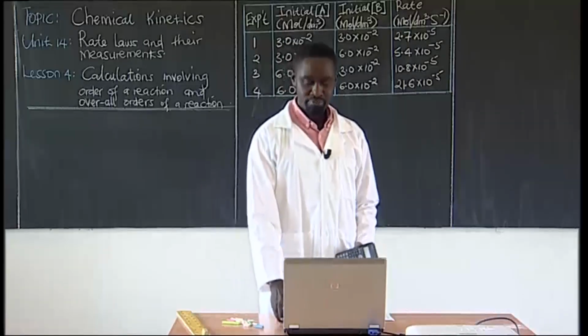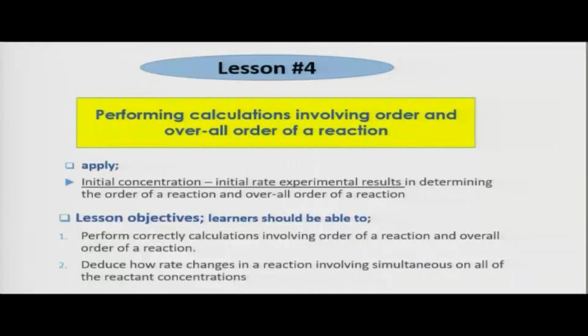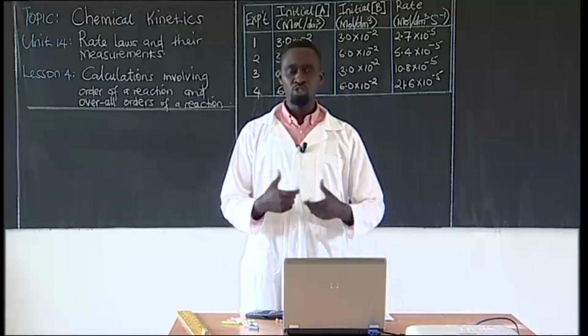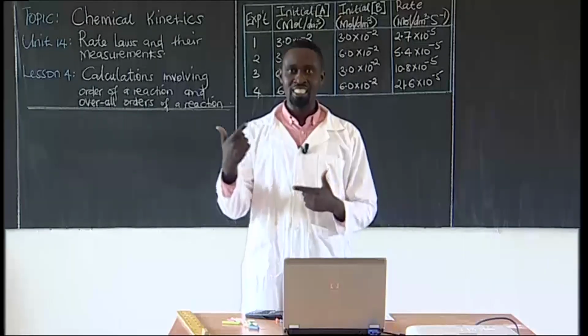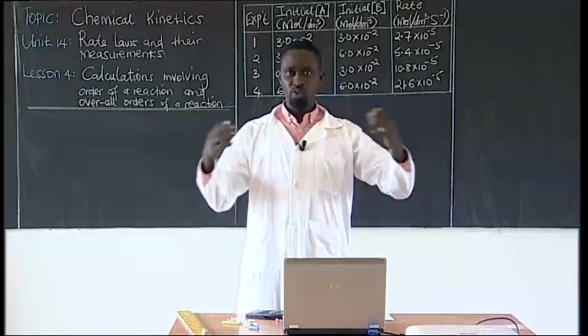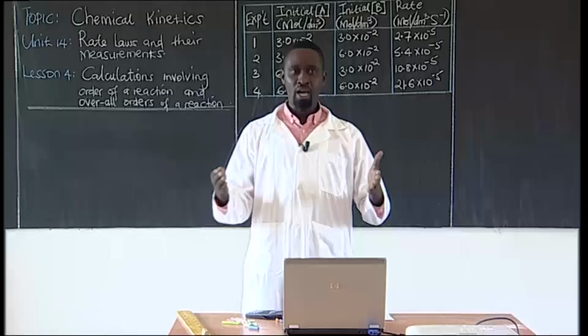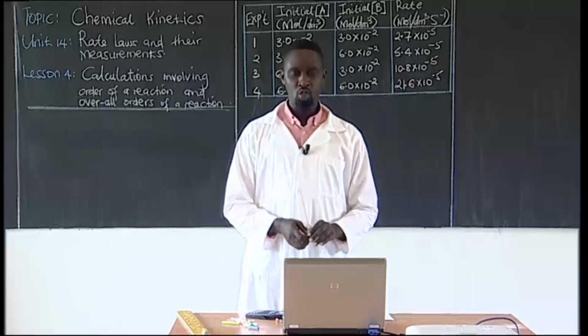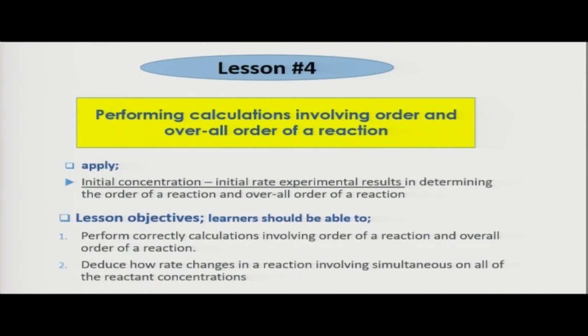Then we get started. Our objectives today are basically to perform correctly calculations involving order of a reaction and the overall order of a reaction. Then, basing on the values we shall get, we deduce how the rate changes when the concentrations of the reactants are simultaneously changed. In other words, suppose we change all the components of a reactant, what will happen? That is what we shall be looking at in today's lesson.